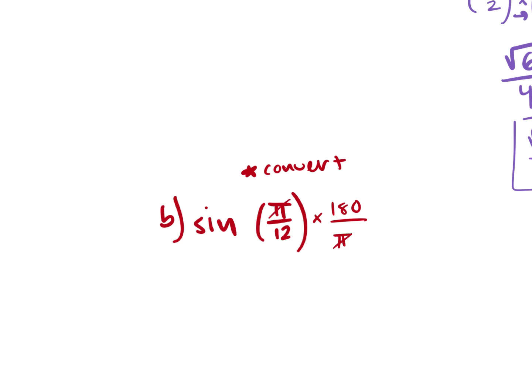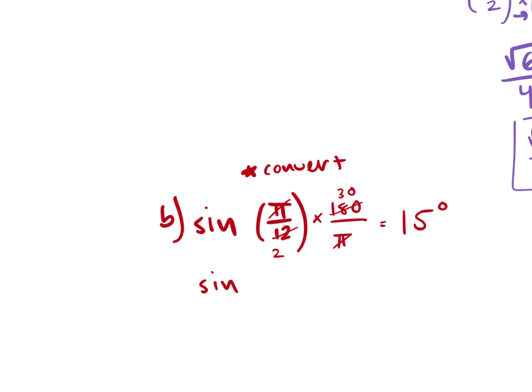So pi's cancel. 12 goes into 180 how many times? Or what goes into both 12 and 180? 6 goes into 12 2 times, and 6 goes into 180 30 times. So it's 30 divided by 2. 15. Awesome. So now we're looking for the sine of 15 degrees.